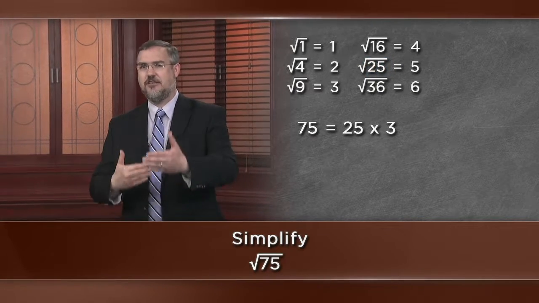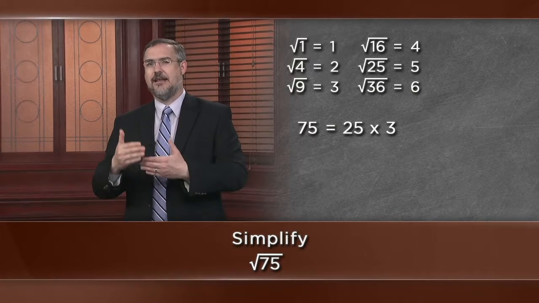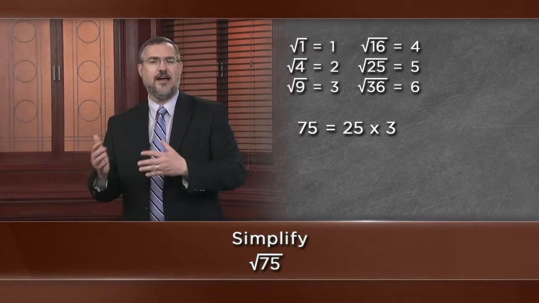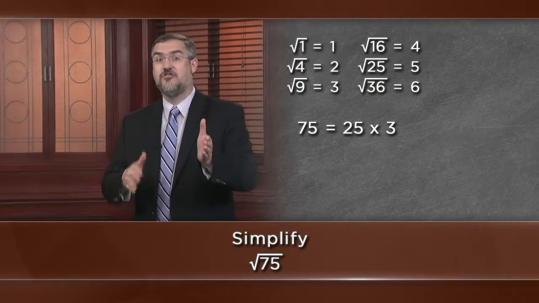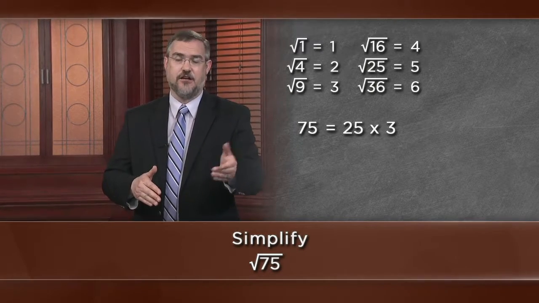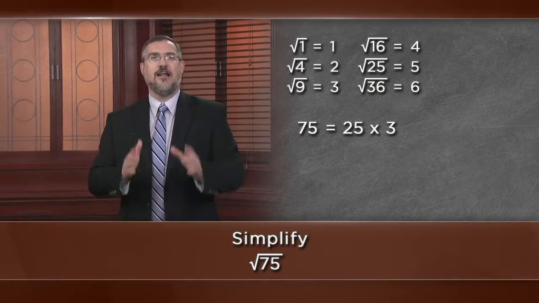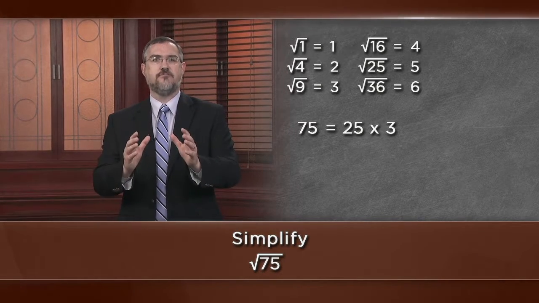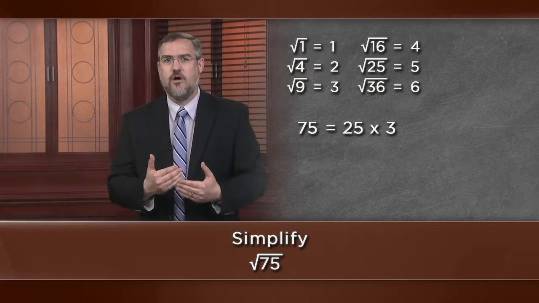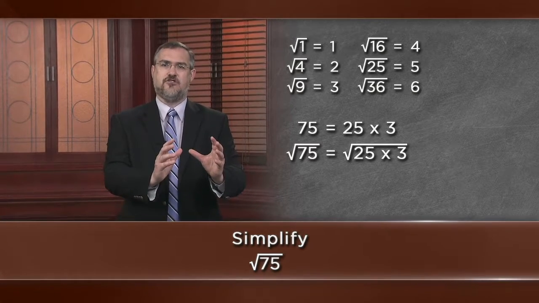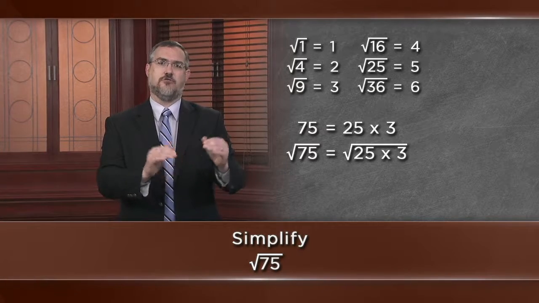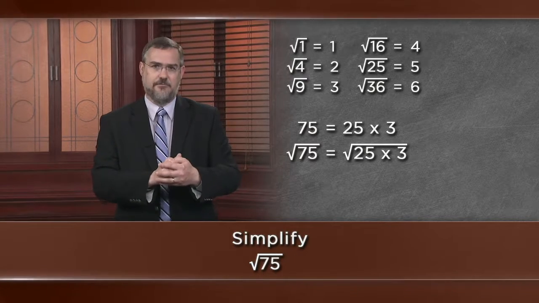And again, notice how I had to think somewhat backwards there. I had to ask myself if 75 had any of these factors, and then I had to figure out what 25 times 3 in this case was in order to get to 75. Now that is a huge thing to notice, because it means that I can write the square root of 75 as square root of 25 times 3. Notice that the 25 and the 3 are both under the square root symbol at that point.